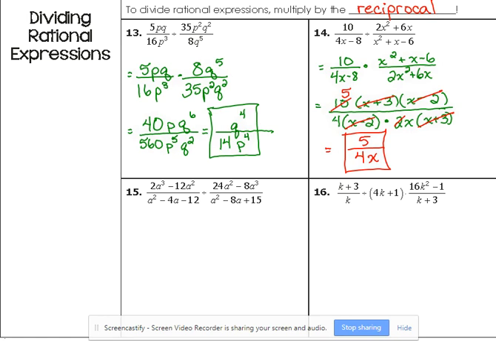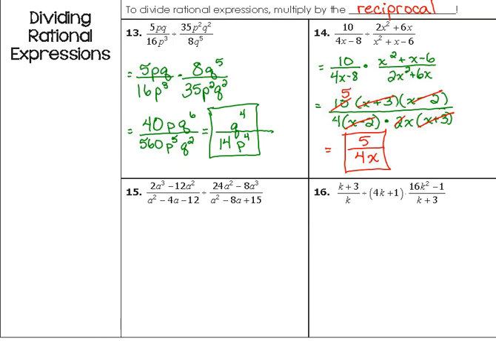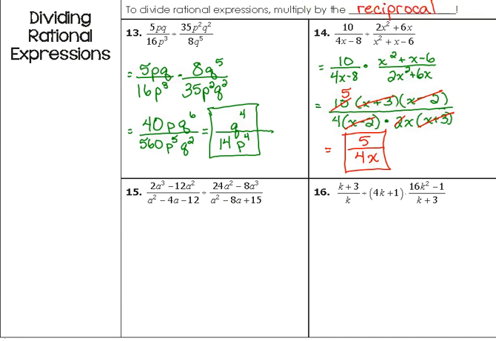Okay, let's look at number 15. Any problems with number 15 that we see right off the bat here? Okay, the second denominator is not in standard form. So let's flip that around. So now let's bring it down. Don't change the first one. Okay, the first one does not change.